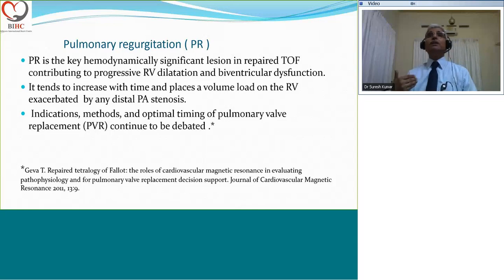And related to pulmonary regurgitation, one of our main concerns is when should we replace the pulmonary valve? Should we replace it? And if you replace the pulmonary valve, how do you follow up the patient who has had the replacement of the pulmonary valve?